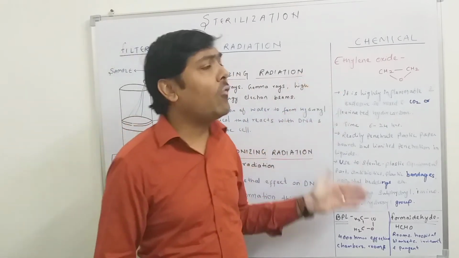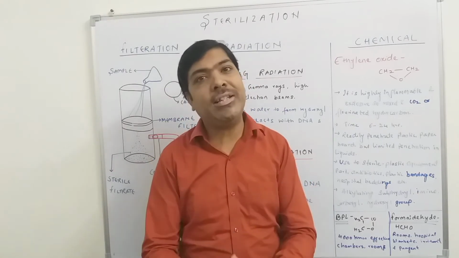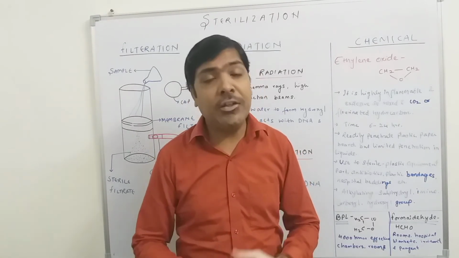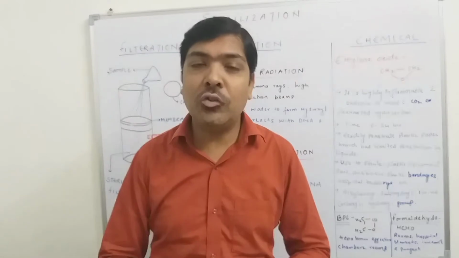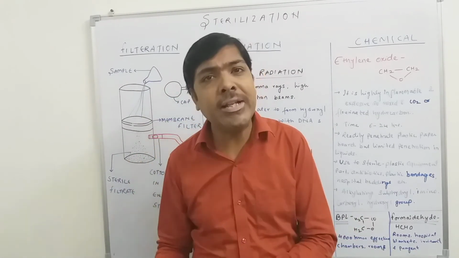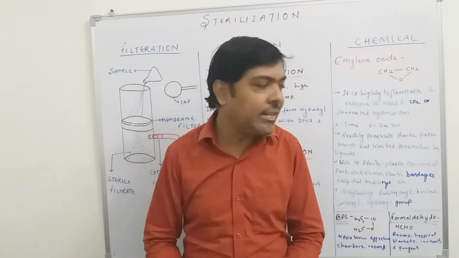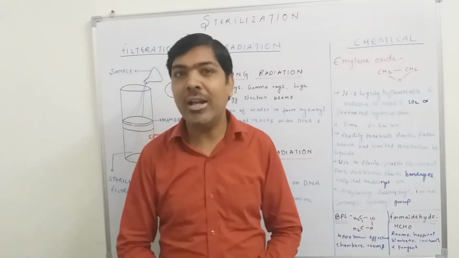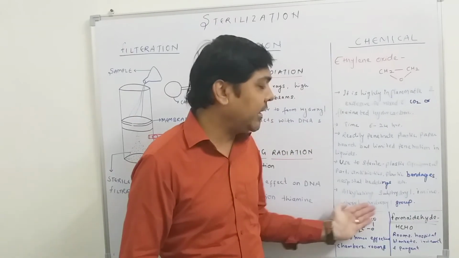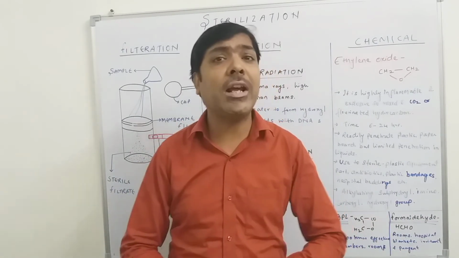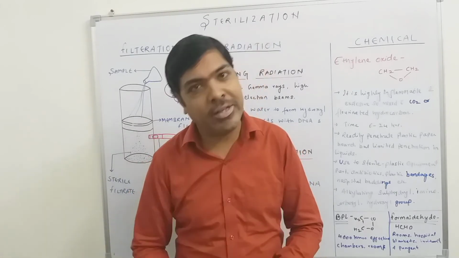Now, coming to the mode of action of ethylene oxide. The alkylating power is actually the basic mechanism of ethylene oxide. It is observed that ethylene oxide has a very good alkylating power. So if we are talking about a bacterium or any microorganism, we know that in the biomolecular arrangement of these microorganisms, different categories of functional groups are available, like the sulfhydryl group, imino group, carboxyl group, hydroxyl group. These types of functional groups are available in the biochemical arrangement of the microorganism.